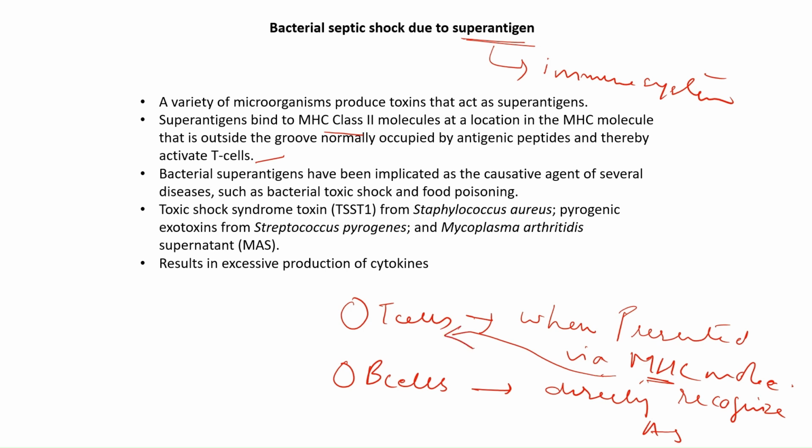Now, such bacterial superantigens are the causative agents of several diseases like bacterial toxic shock and food poisoning. Toxic shock syndrome toxins from Staphylococcus aureus, pyrogenic exotoxins from Streptococcus pyogenes, and Mycoplasma arthritidis supernatants. These are examples of some superantigens produced by these specific microorganisms. And the result of superantigens is excessive production of cytokines, because, as the name itself says, superantigens are antigens that make our immune system super active, or we can say more active. So more active leads to excessive production of cytokines, and that's how it in turn harms our body.